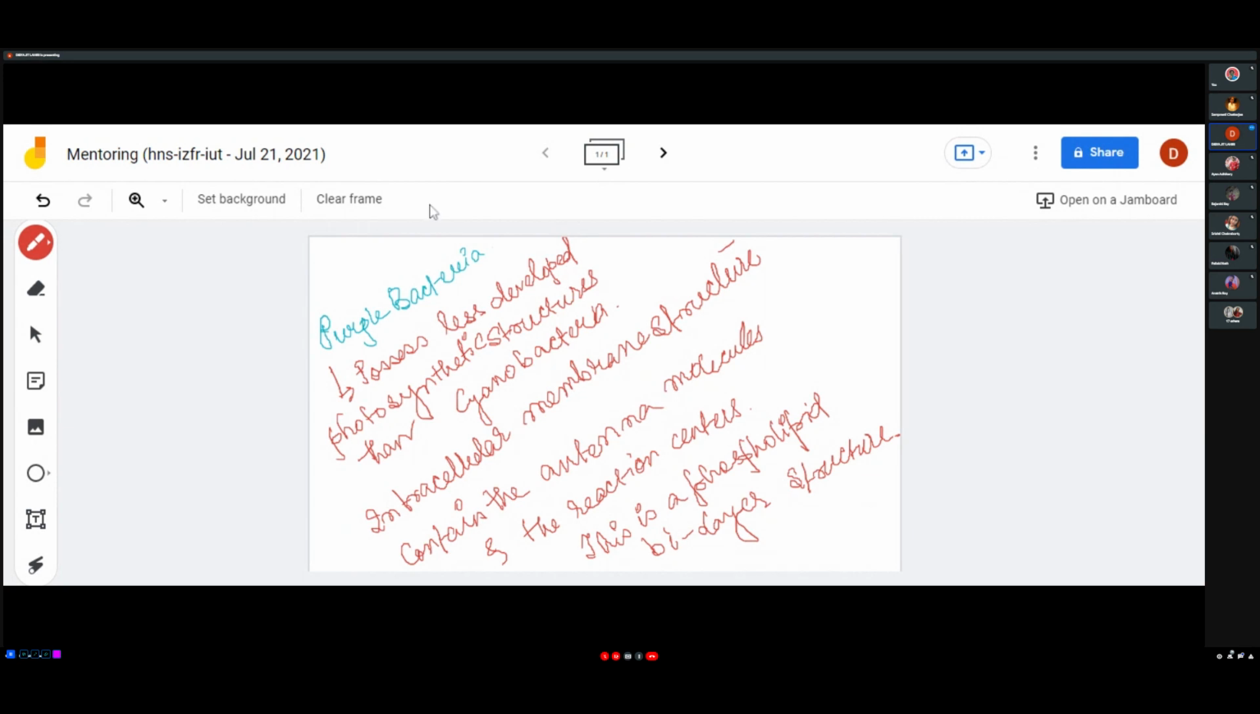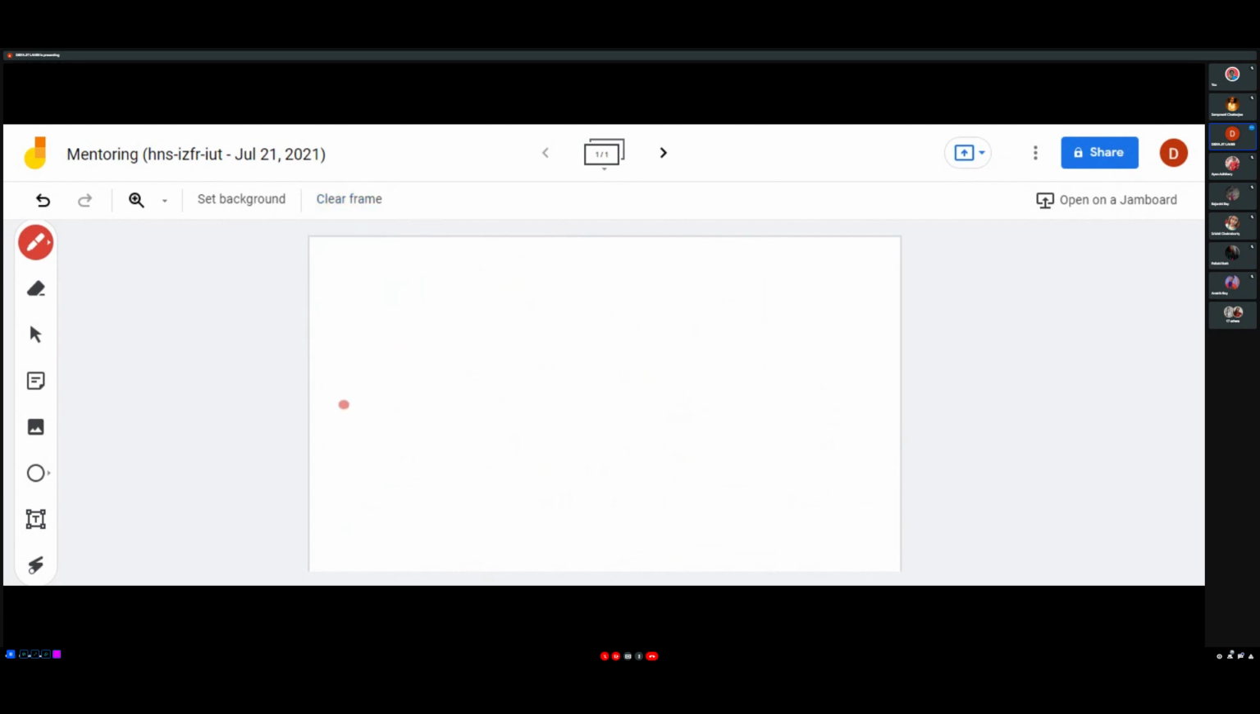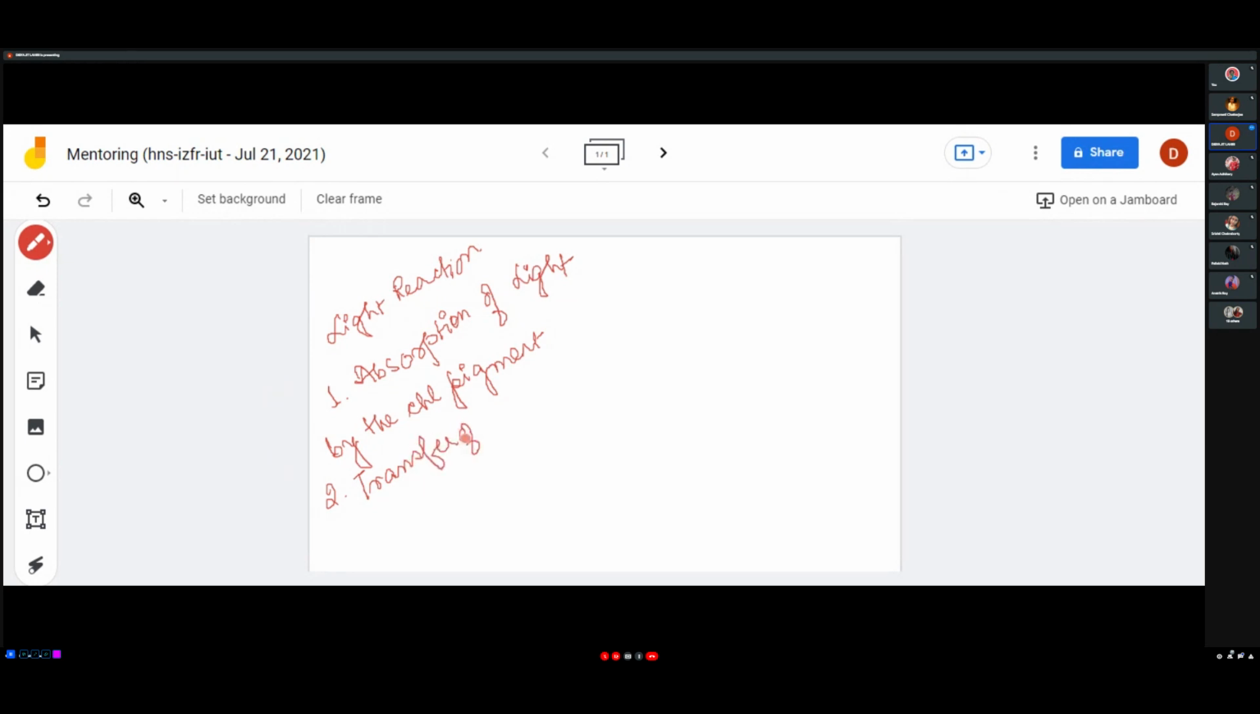Now we will talk about the light reaction of photosynthesis. Now what happens? The light reaction occurs, number one, by absorption of light by the chlorophyll pigment. Next, transfer of light from accessory pigment to chlorophyll A.